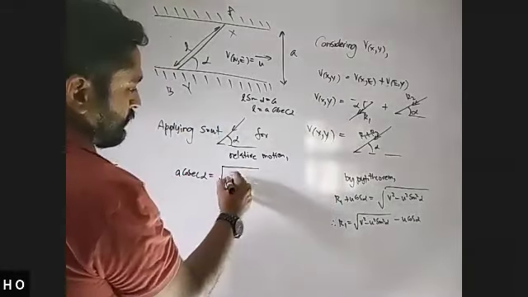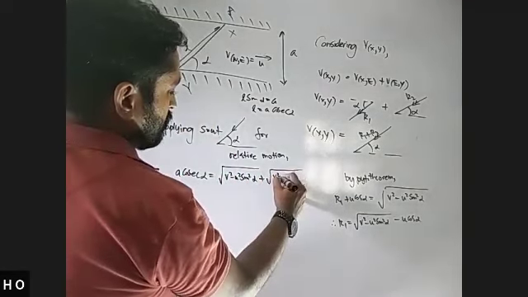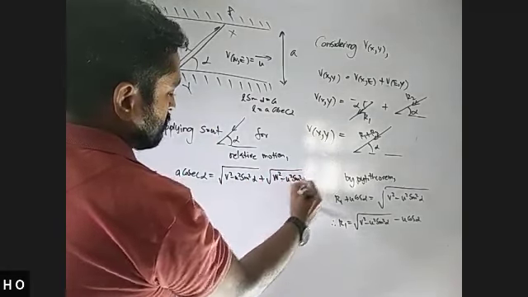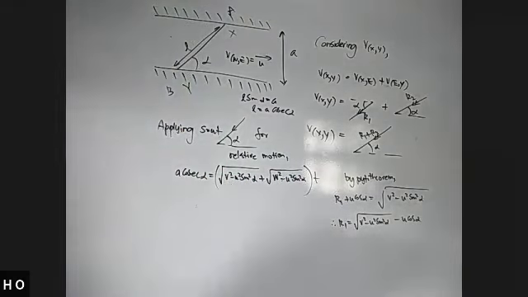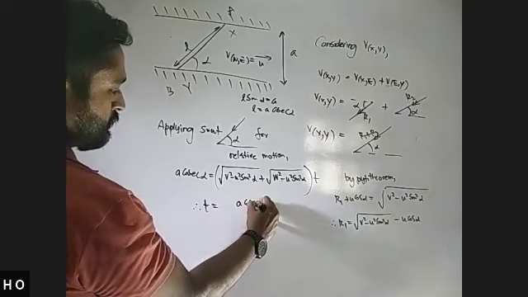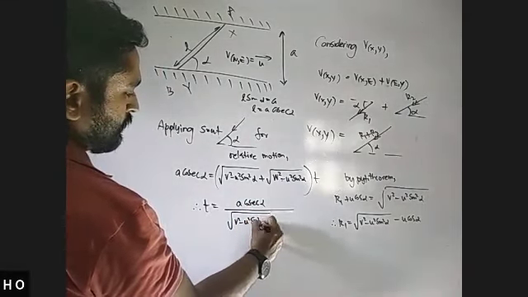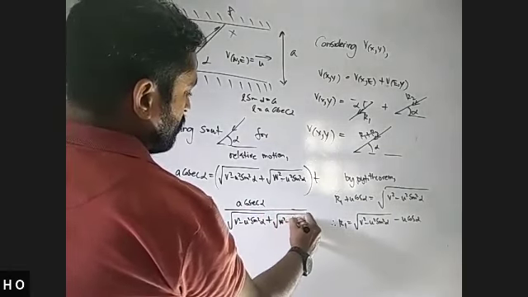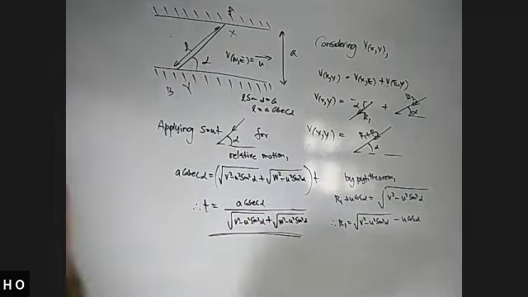Then square root of V squared minus U squared sin squared alpha plus square root of W squared minus U squared sin squared alpha into time t. So what about the time? Therefore, time is A cosec alpha over square root of V squared minus U squared sin squared alpha plus square root of W squared minus U squared sin squared alpha. That is the time. No units are given.